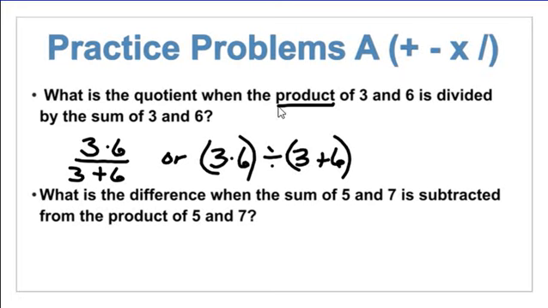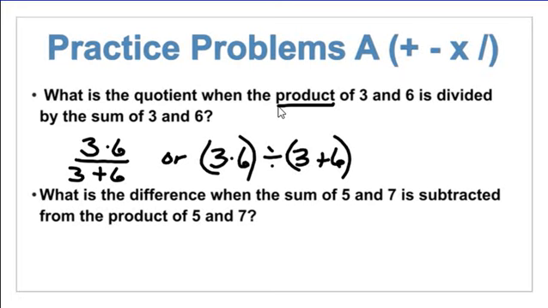So later on when we follow order of operations, if you were to follow order of operations without the parentheses, then you'd have to do 3 times 6 divided by 3 and then add 6. But that's not what they're asking. They're asking you to take the product, the multiplication of 3 and 6, and then you're going to divide all of that by the sum. So 3 plus 6. So those are just two different ways of writing that problem.